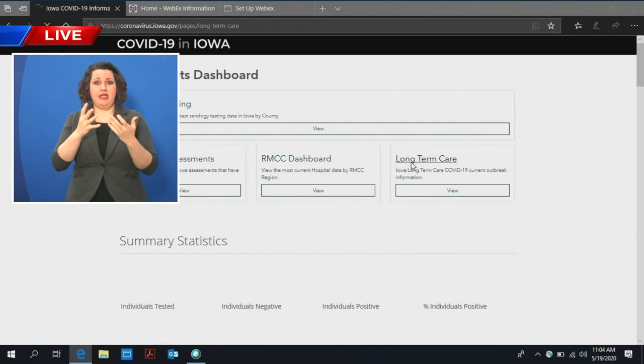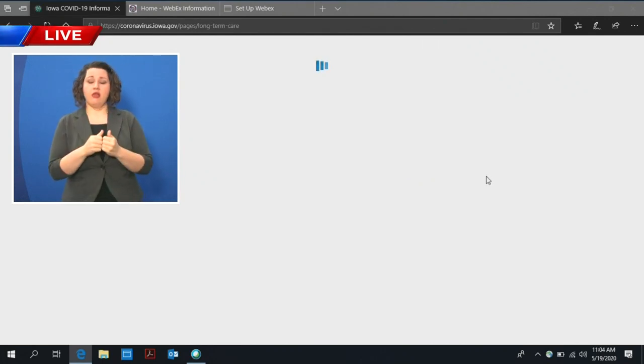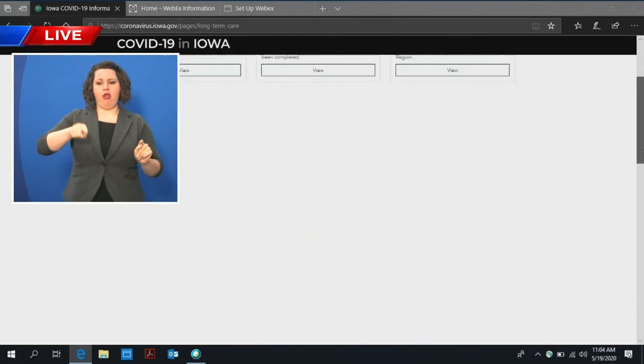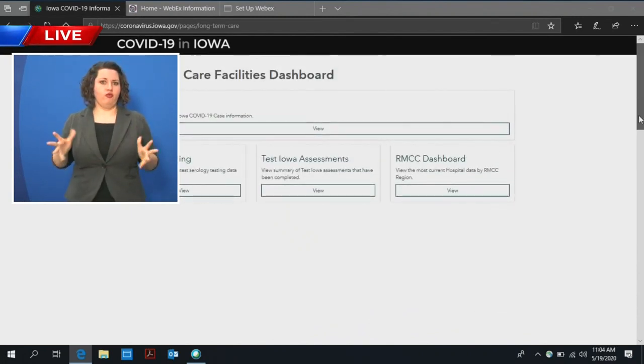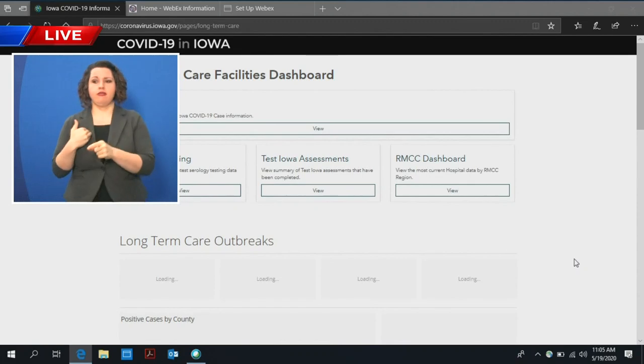Next, let's take a look at the newly revised long-term care dashboard. Here you can track the number of reported outbreaks, staff, and residents of long-term care facilities who've tested positive and recovered, the number of residents who have sadly lost their lives to the virus. Bar graphs show the trends for positive cases and those recovered. The chart below breaks the information out by facility. Symptomatic versus asymptomatic cases are also provided, as is demographic information.